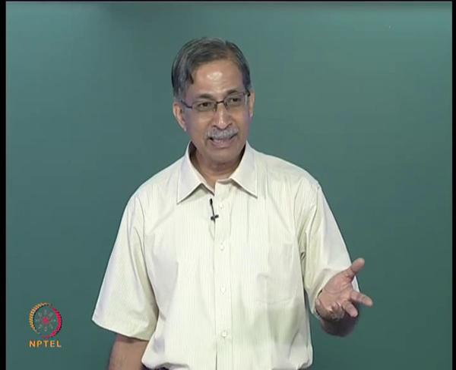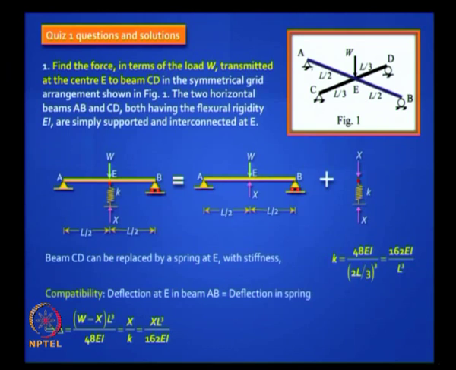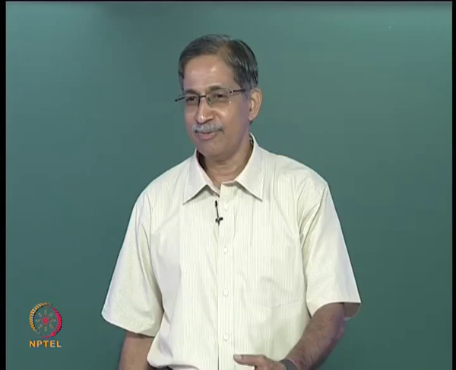So the net force acting in AB is W minus X downward, and the formula is very clear, W minus X the whole cube by 48 EI. And what's the deflection in the spring? It's X by K. You've already got a formula for K. So now it's quite easy to solve for X. It doesn't take you any time. Okay. I would have thought you will crack this problem in 5-10 minutes.